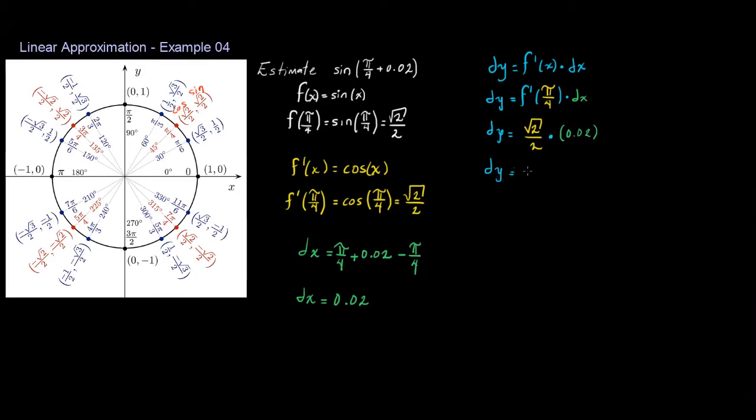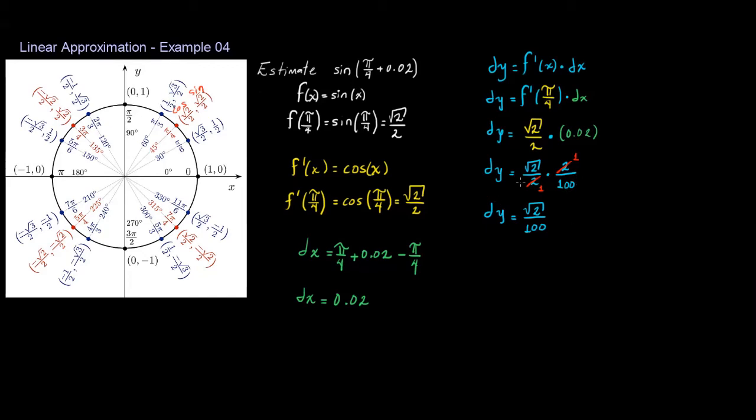Now let's work this through. dy is equal to the square root of 2 over 2. I'm trying not to use a calculator, so this 0.02 is just the same as saying 2 over 100. It's a very ugly one. Now we can simplify this out. These two and these two can be simplified. So dy would be equal to the square root of 2 over 100.